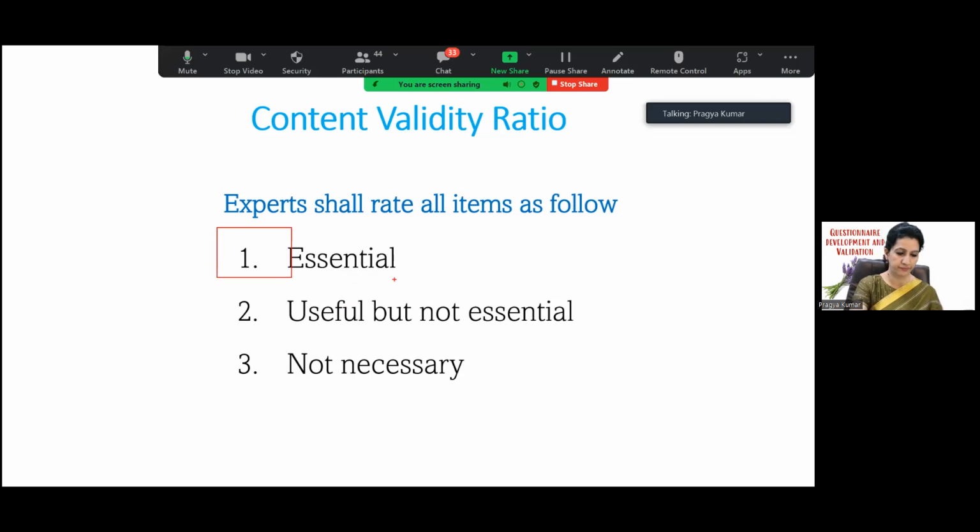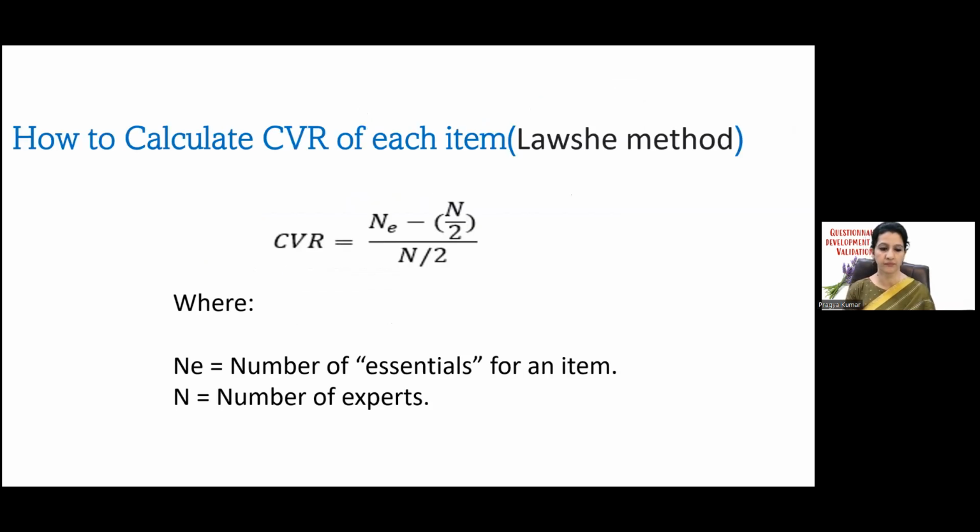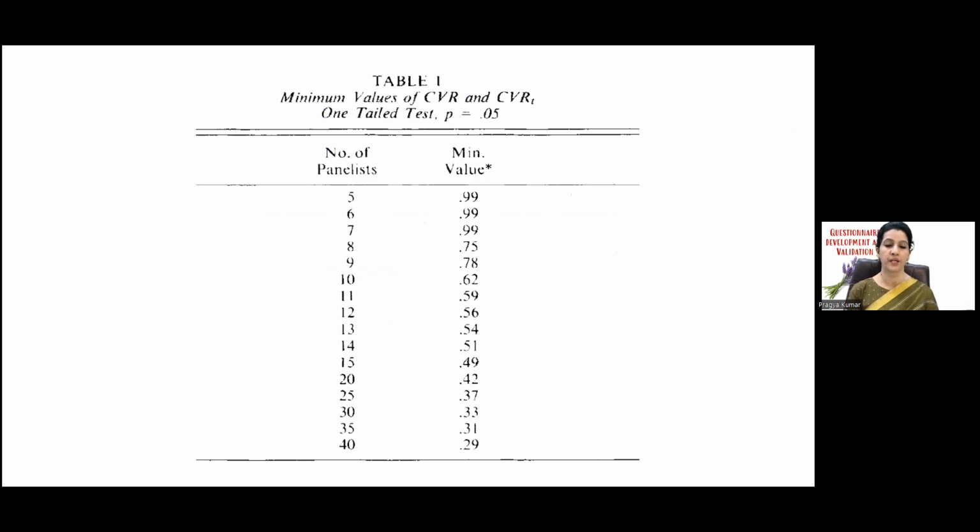This one as essential. And then we deduct N by 2, where N is the number of experts, and in the denominator also we divide by N by 2. So this is the minimum value of the content validity ratio.